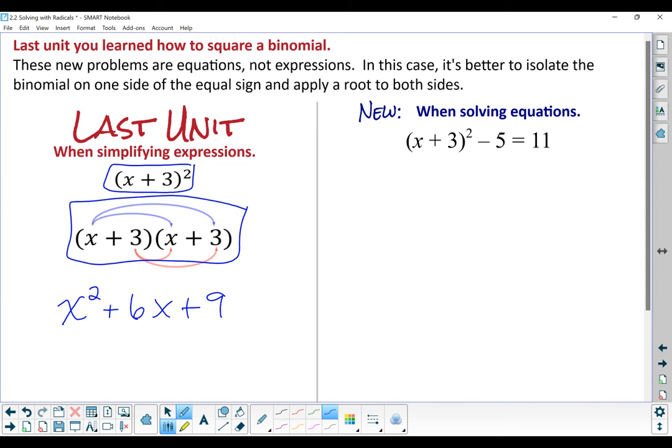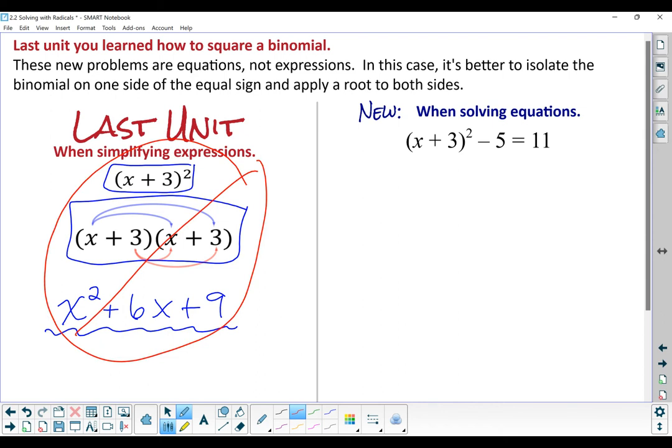Well, we aren't working with expressions anymore today. Today we are working on equations. When we work with expressions, we sometimes want to change the form of them. When we work with equations, we have two sides that we can manipulate and we can choose to do different operations on. So we do not want to multiply out in this unit. We want to apply roots.